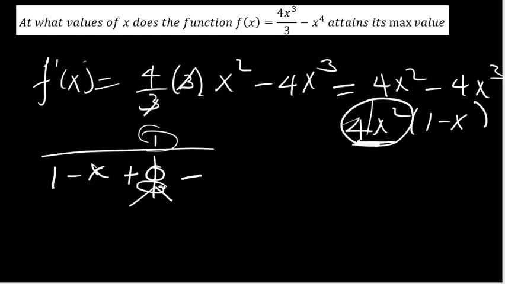So the function attains its maximum at x is equal to 1. We are asked at what point the function attains its maximum. So the answer will be at 1. Very good. This is question number 6. Let us go to question number 7.